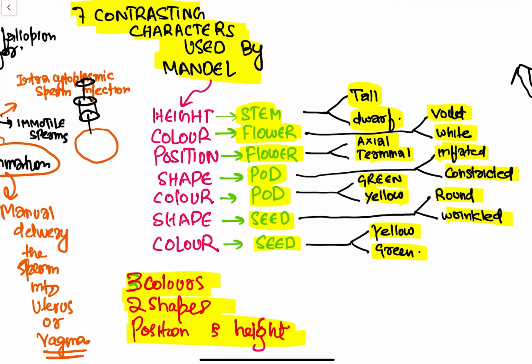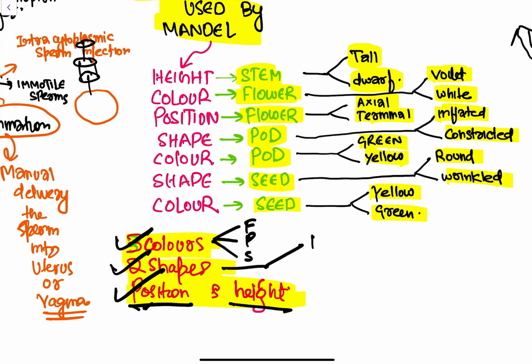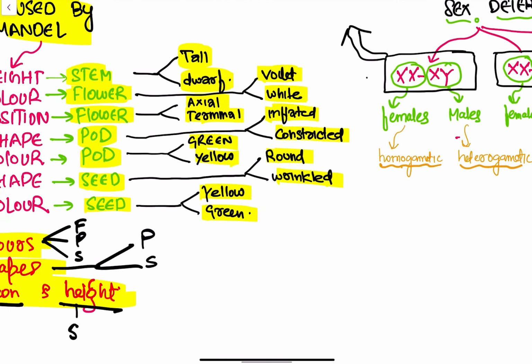So you should remember all these: 3 colors, 2 shapes, position and height. The 3 colors are color of flower, color of pod, and color of seed. The 2 shapes are shape of pod and shape of seed, and position is of the flower and height is of the stem. Okay, so we have shapes and colors of pods, and we have also color of the flower, and we have position of flower, and we have height of the stem.